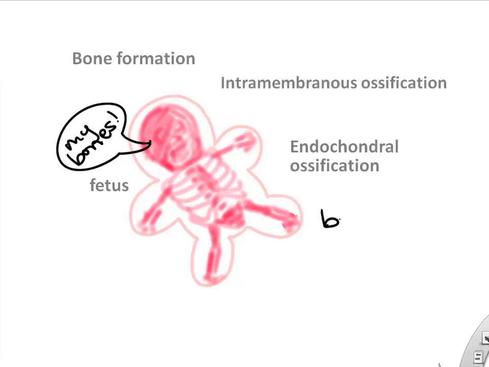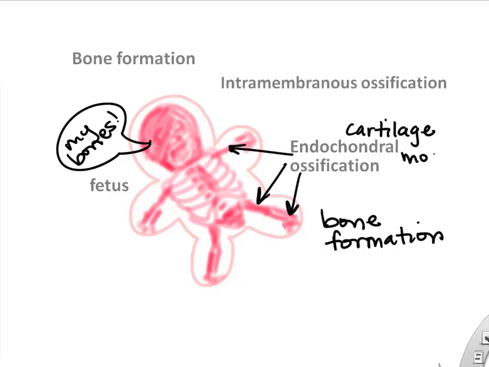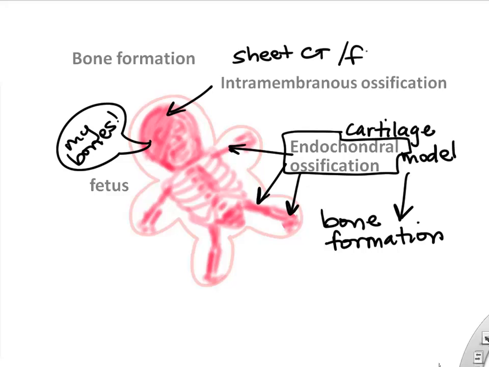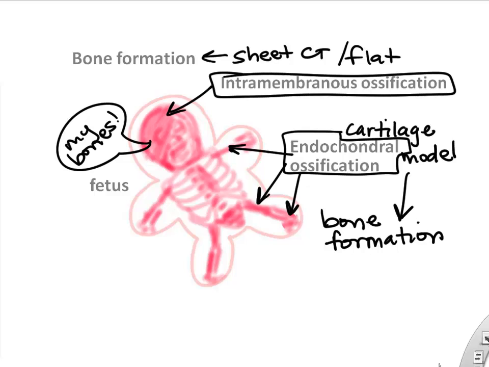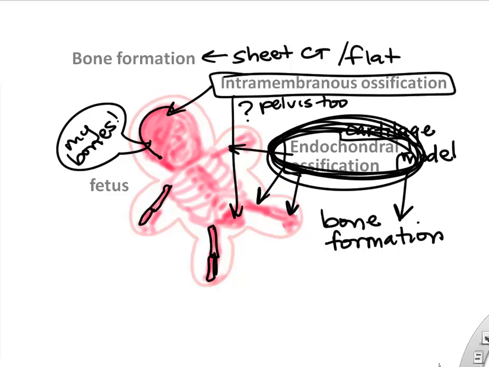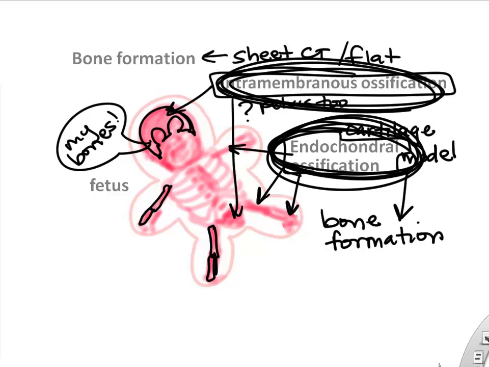So again, if we look at a fetus, we'll see that some of the bones form by intramembranous ossification, while others, like the long bones, will form from endochondral ossification. So much of our skeleton forms from this cartilage model, which is then turned into bone, and then other bones, like in our skull, start from this sheet of connective tissue, and I believe some in the pelvis too. All right, so that's how we get our skeleton. We start with one tissue, and then it's ossification into actual bone.